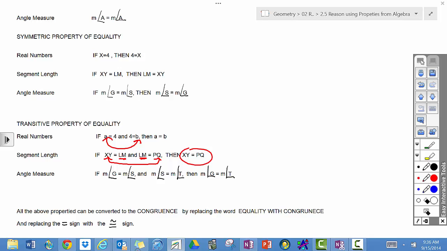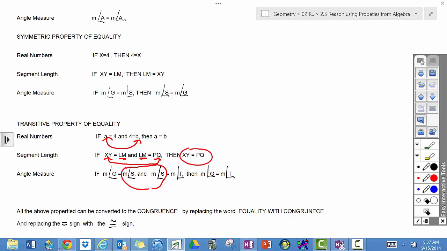Transitive property. You need 3 players in a transitive property. Same thing with angle measure. Measure of angle G equals measure of angle S, and measure of angle S equals measure of angle T. Then measure of angle G equals measure of angle T. So when you think about it, you sort of eliminate this from the middle and you say they're equal to each other.